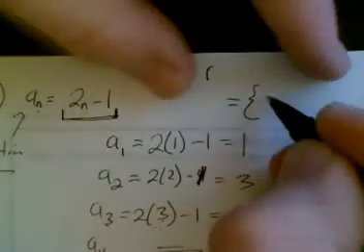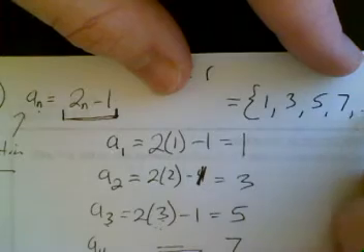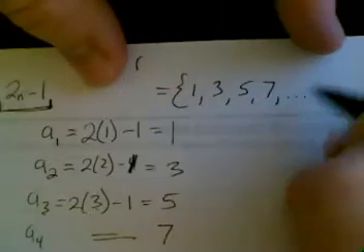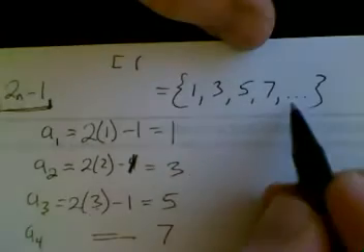Okay, and I write 1 and then 3 and then 5 and then 7, and I'm going to put dot dot dot because this does continue on forever. It doesn't tell me where to stop. It doesn't tell me where to end. So I'm going to stop at dot dot dot.